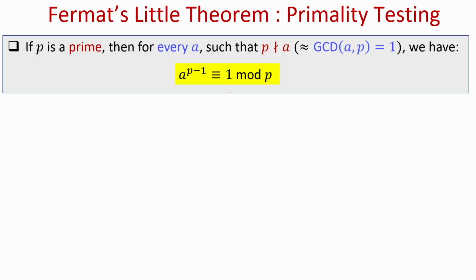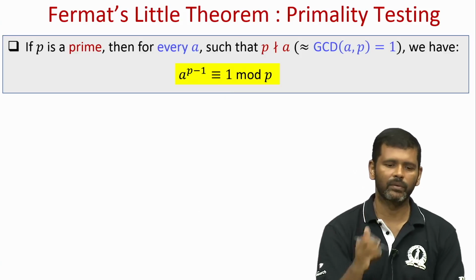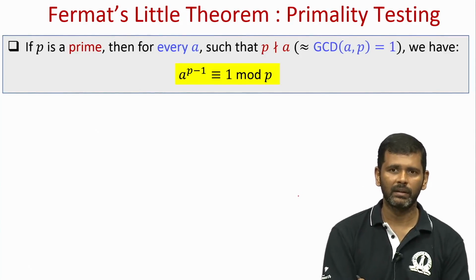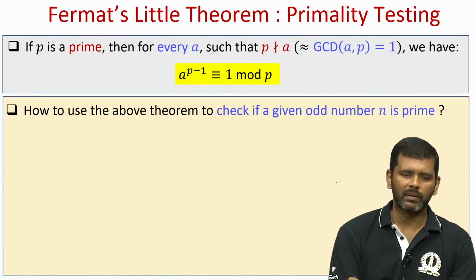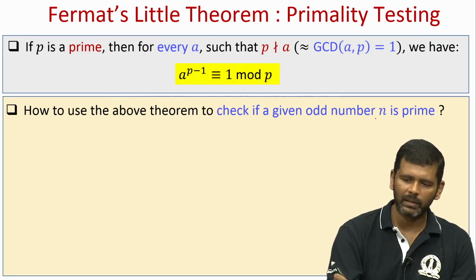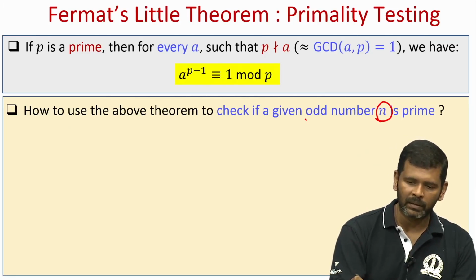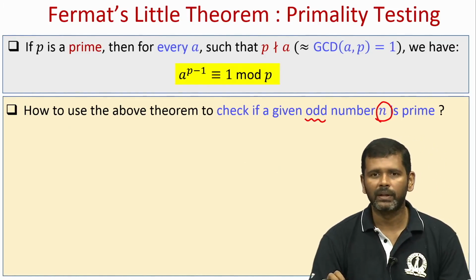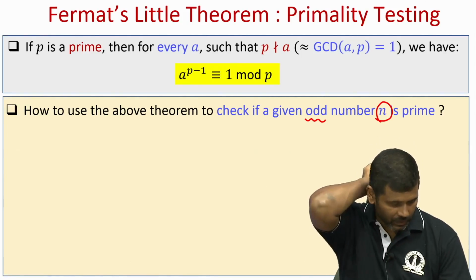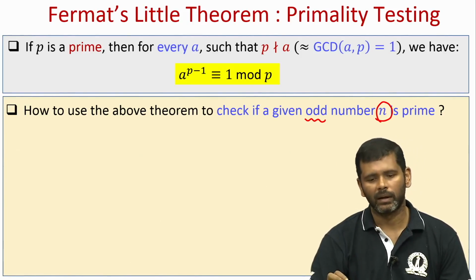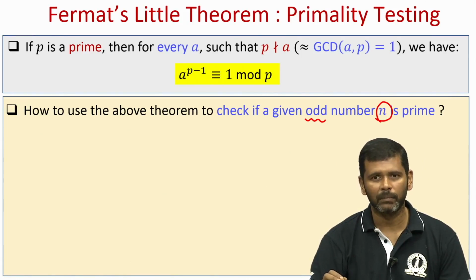So, this is the statement of Fermat's little theorem, which says that if you have a number p which is prime, and if you have an integer a which is co-prime to p, then for every such integer a, the value of a to the power p minus 1 is congruent to 1 modulo p. So now the question is, can I use the above theorem statement to check whether a given number n is prime or not? Of course, the number n has to be odd, because if I give you n equal to 2, you can easily conclude that it is a prime number, because that is the only even prime number. But other than that, if at all n is a prime number, it has to be odd.